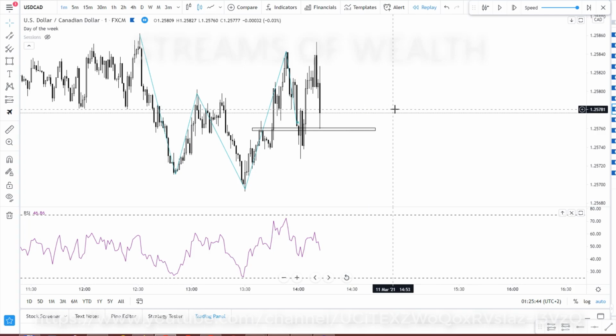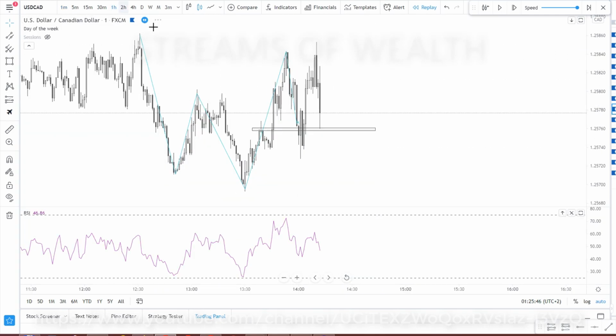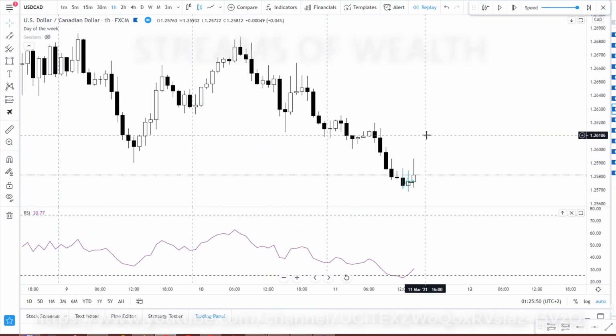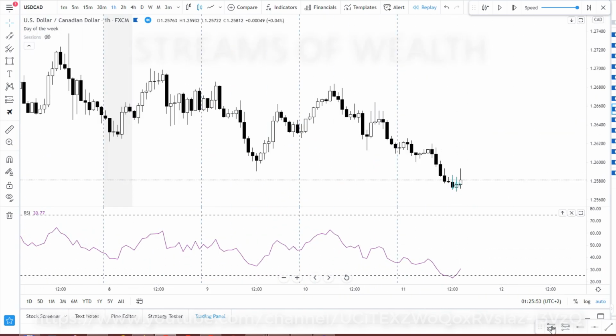So again, if you go on 1 hour, you would see, oh, 25, it's oversold, overbought, let's buy it.